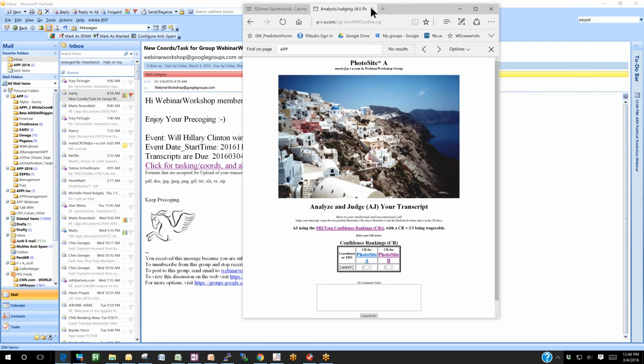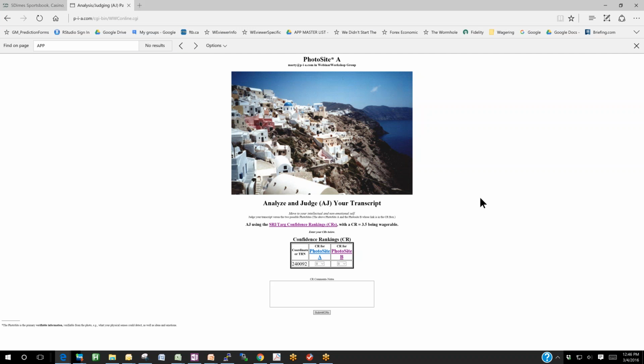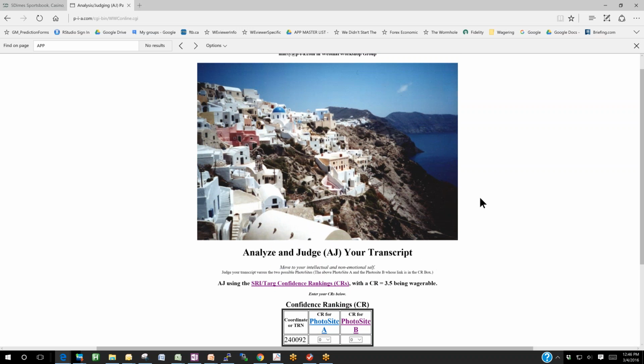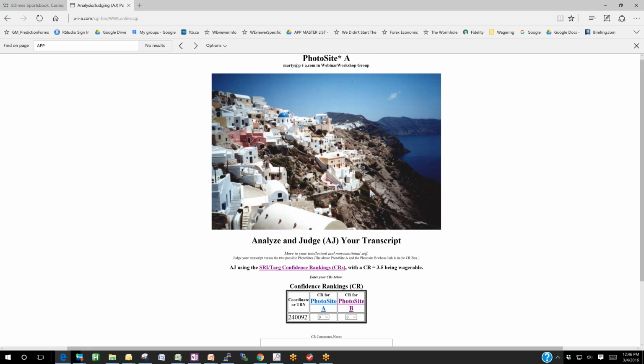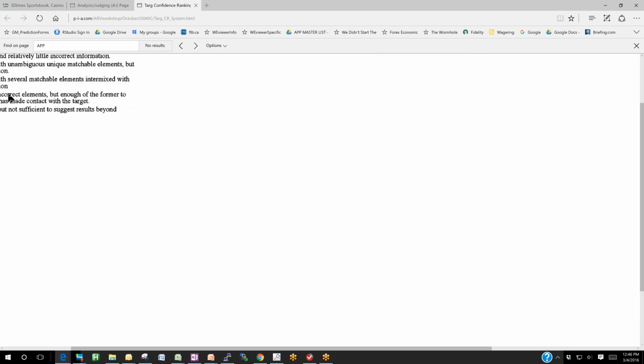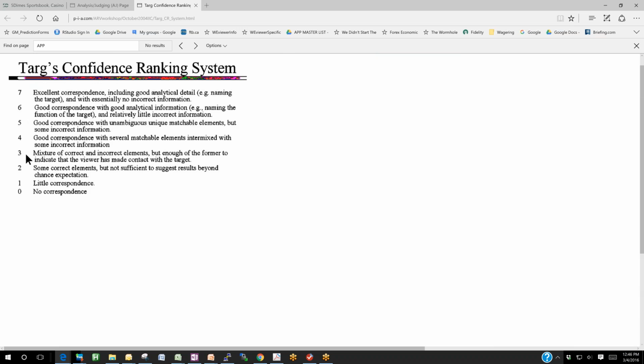For the first time now, we are seeing photo site A, which was referred to in the discussion. So this is photo site A. Notice we haven't the slightest idea. We're still totally blind to the meaning of this in terms of the question, and so is the judge. And your job here as a judge is to now judge this on the TARG confidence ranking scale, which is a scale that Russell Targ and two cohorts at Stanford Research Institute put together to try to quantify this in a reasonable way.